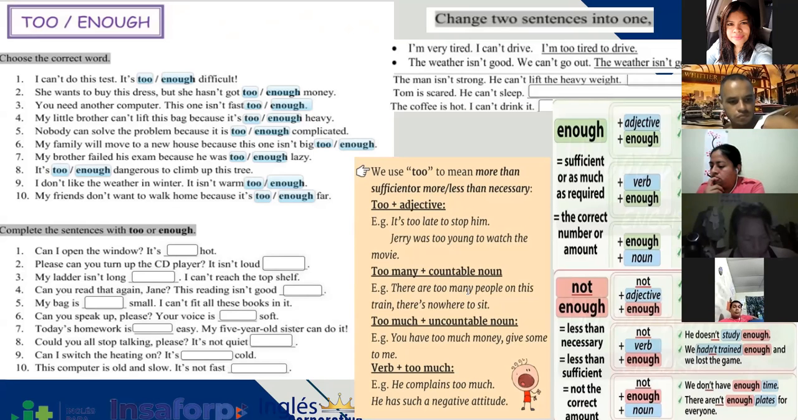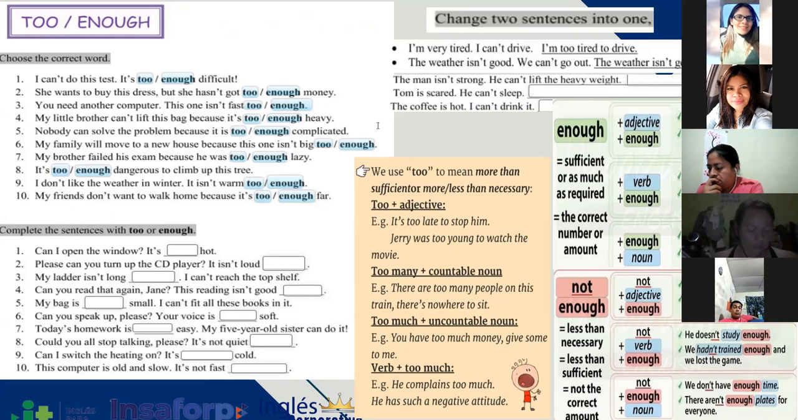Number nine, Freddy. Okay. I'm going to read it from my notebook. I don't like the weather in winter. It isn't warm enough. Very good. Perfect. It isn't warm enough, right? Diana, number 10. My friends don't want to walk home because it's too far. Yeah, it's too far, right? Very good. Excellent.